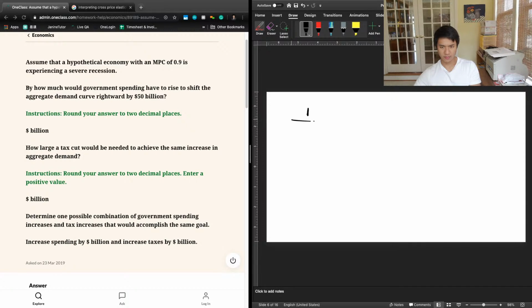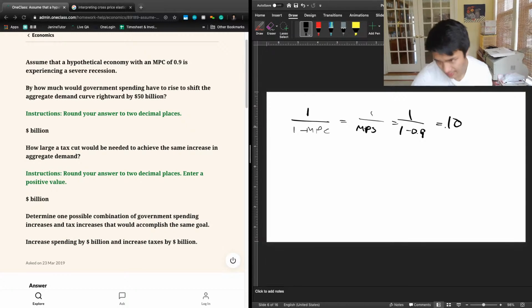So we have 1 divided by 1 minus MPC, which equals 1 divided by MPS, which is equal to 1 divided by 1 minus 0.9, and that gives us 10. Right? That's the multiplier. And what that multiplier tells us is that for every dollar that government spends, the aggregate demand curve overall in the economy is going to shift rightward by $10.